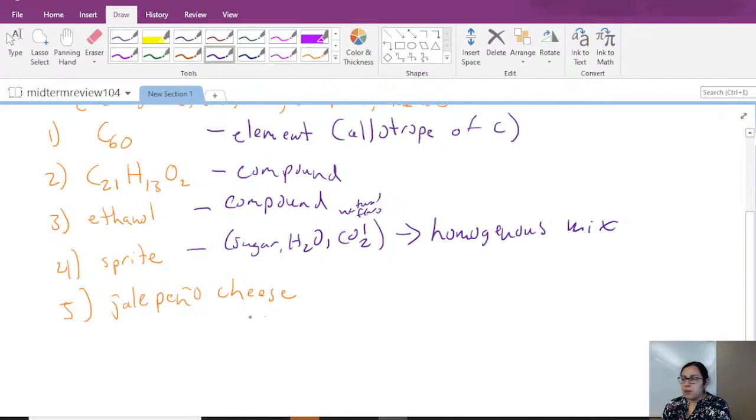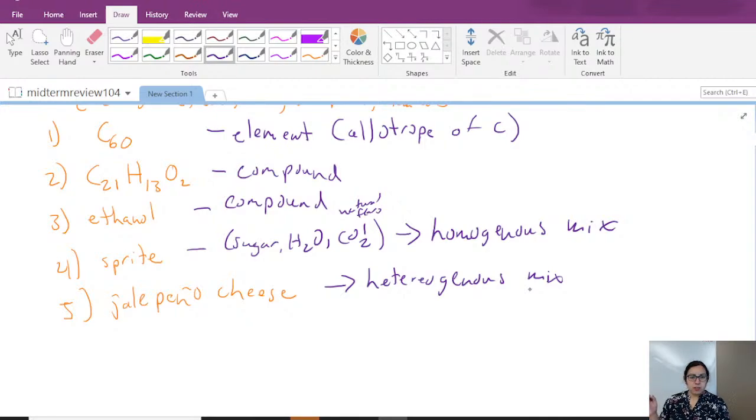And then what about jalapeno cheese? And of course I picked jalapeno, right, because it's got little chunks with weird jalapeno flakes, and then others with not. So what kind of a mixture? Yeah, heterogeneous, excellent. Or just uneven, where you can kind of tell blobs.